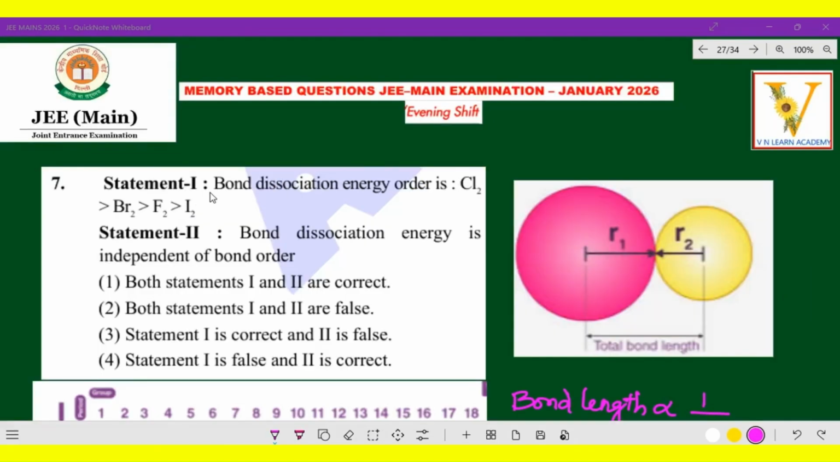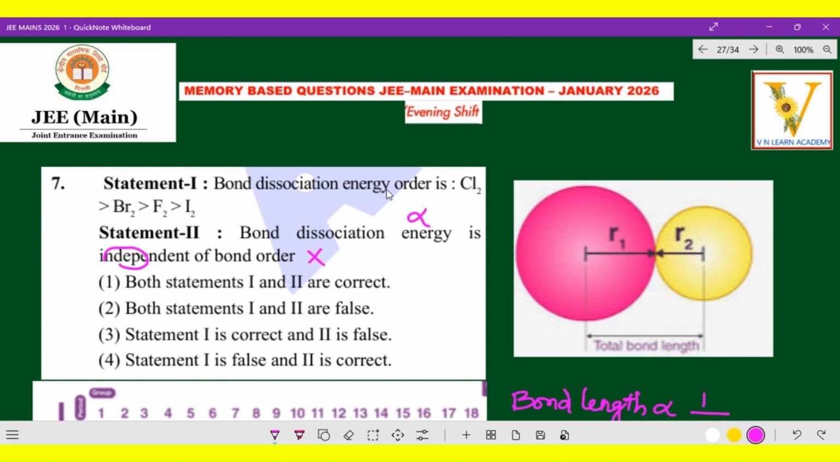The next question. Statement 1: bond dissociation energy order is Cl2, Br2, F2, and I2. Statement 2: bond dissociation energy is independent of bond order. See, the second statement is totally wrong. Why? Because as bond order increases, bond dissociation energy also increases. So actually bond dissociation energy is directly proportional to bond order. But here it says independent, so this is totally wrong.